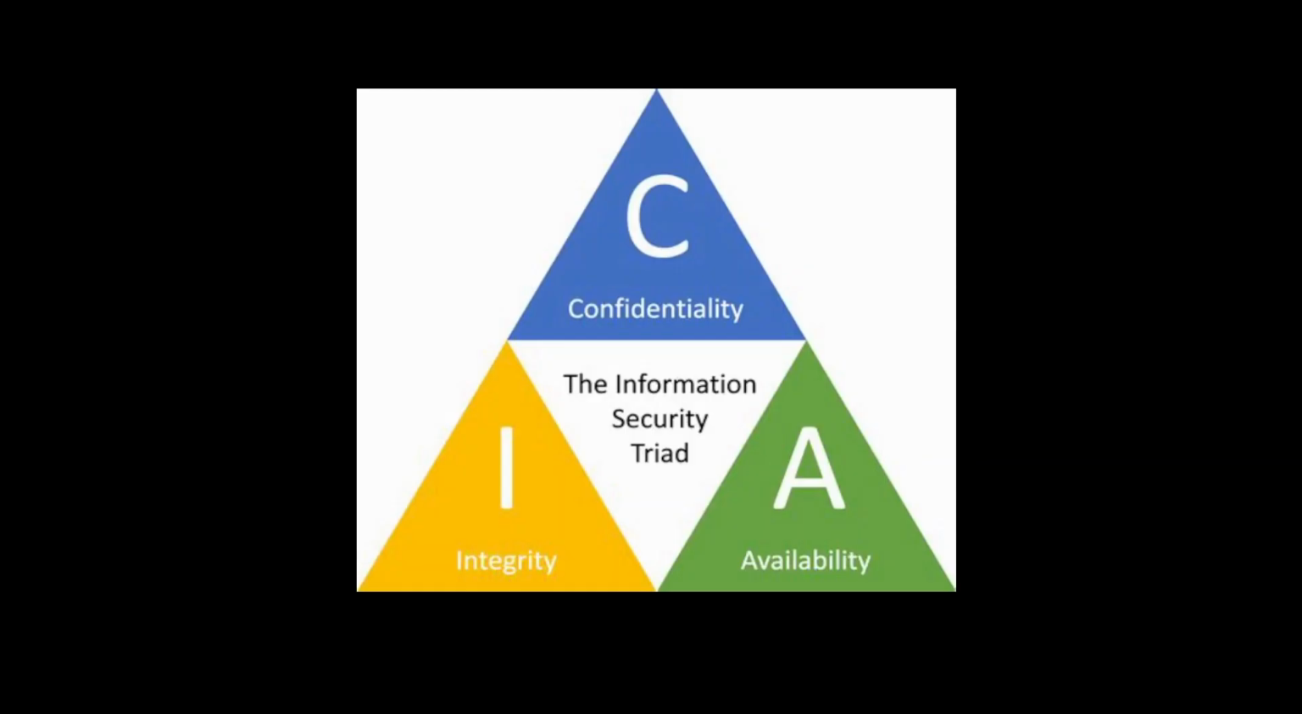Integrity is one important element in the CIA triad. The CIA triad is a fundamental concept in information security, meaning when we think about information security, those three elements, confidentiality, integrity, and availability, have to be taken into consideration. And integrity means ensuring that data is accurate and unaltered.